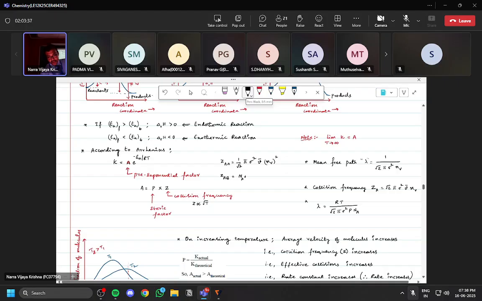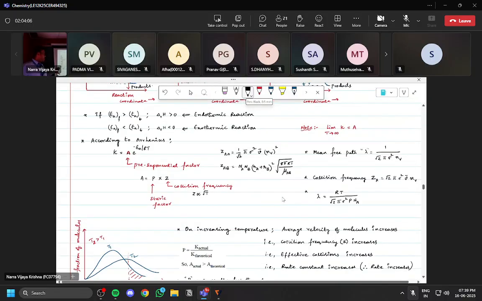ZAB is NA, NB, (RA plus RB) whole square. Root of pi I also brought inside: 8 pi RT upon mu of AB. Correct, sir? Same thing only. This graph also we have seen. We have seen this graph or not?